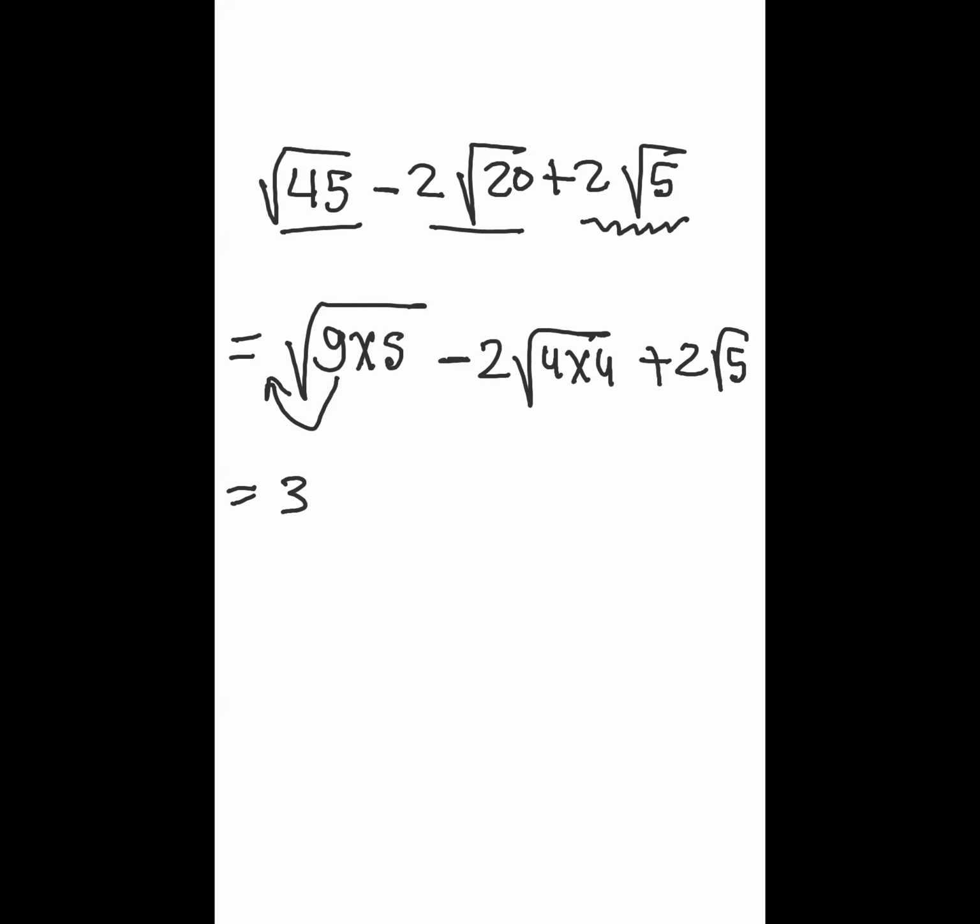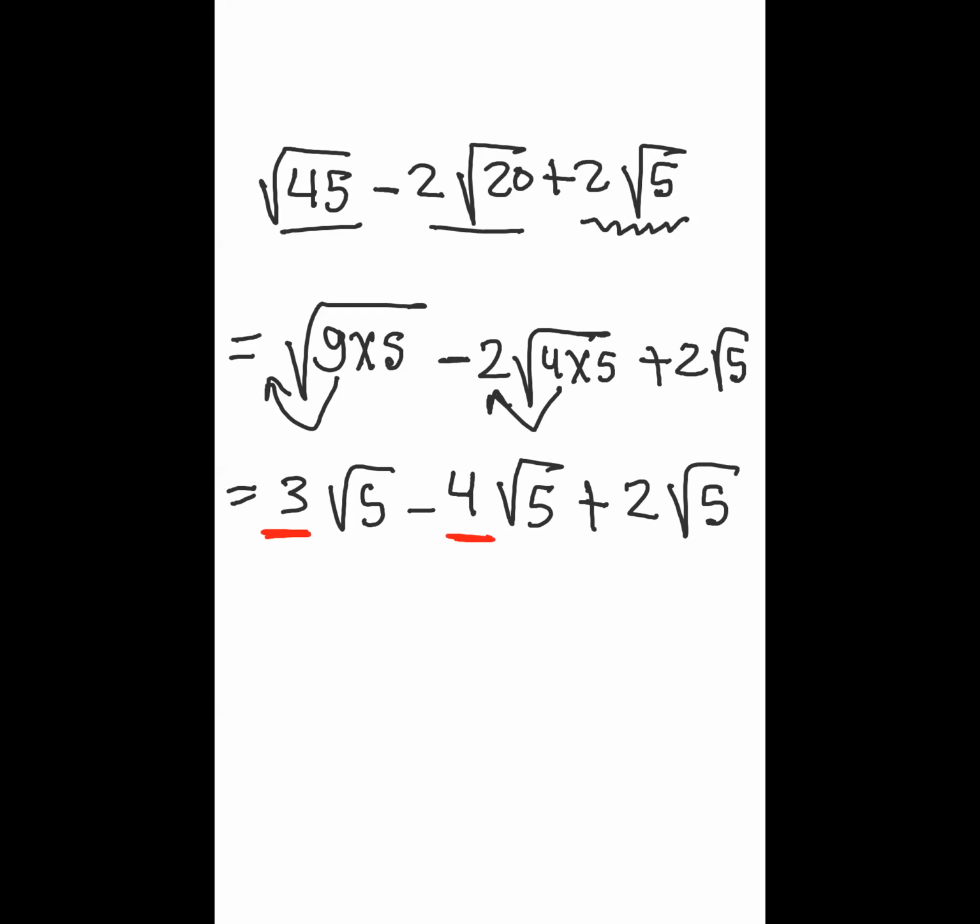So 9 here will equal 3 square root of 5, minus, 4 here will equal 2, 2 times 2 means 4 square root of 5, plus 2 square root of 5. Then now 3 square root of 5 minus 4 square root of 5 plus 2 square root of 5 will equal only the square root of 5.